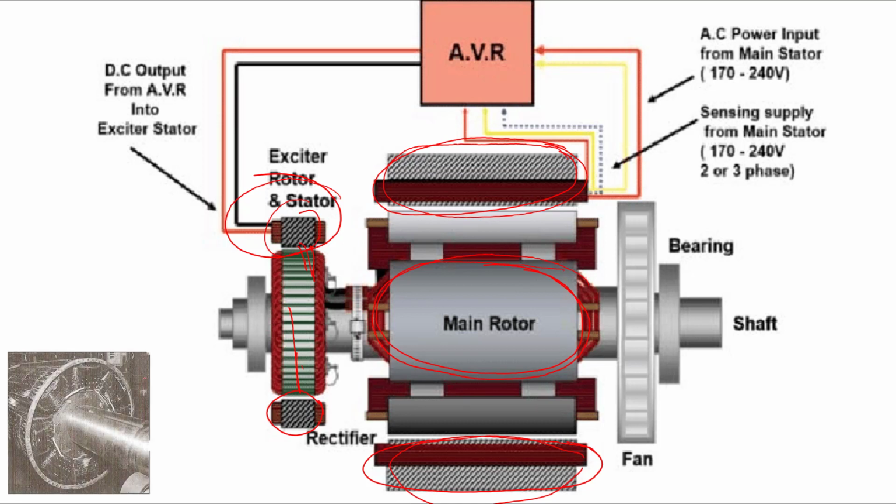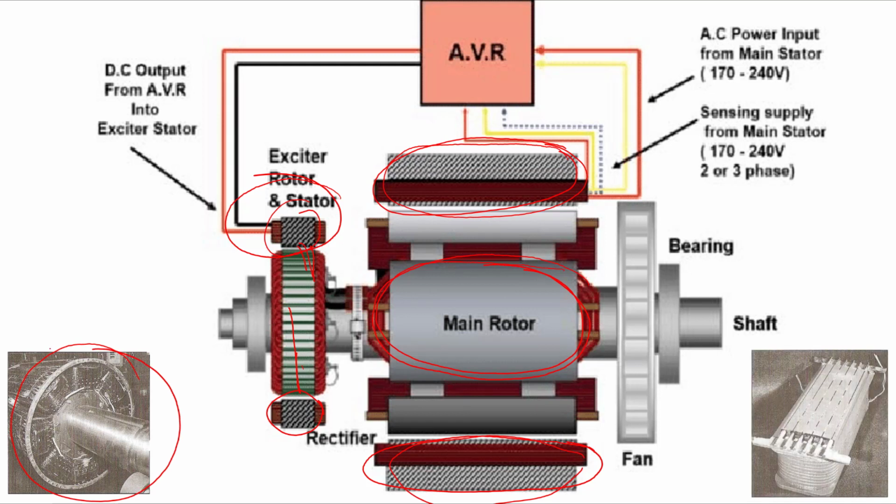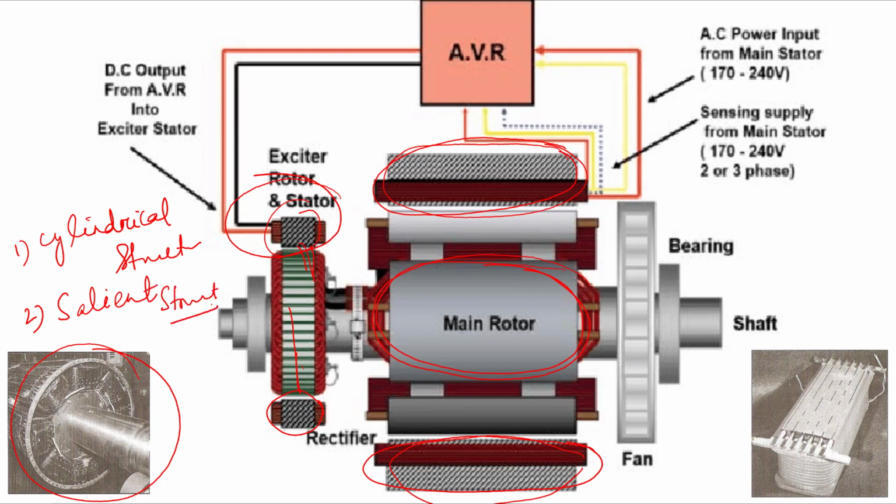Now we can see a figure of the rotor circuit with salient poles. There are two types of fields or field structure we can see generally. One is your cylindrical structure, and the other one is your salient structure. Salient structure means it has saliency, and cylindrical means it is completely round shaped.